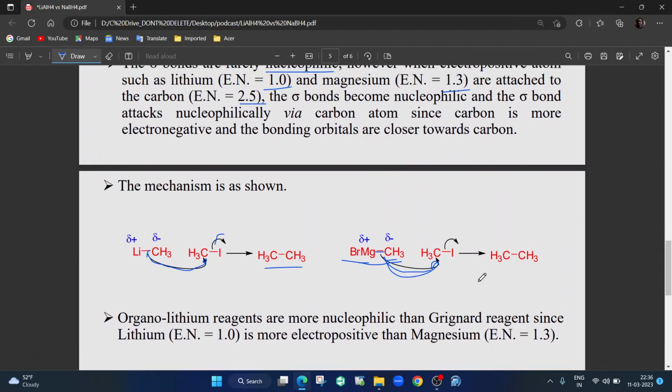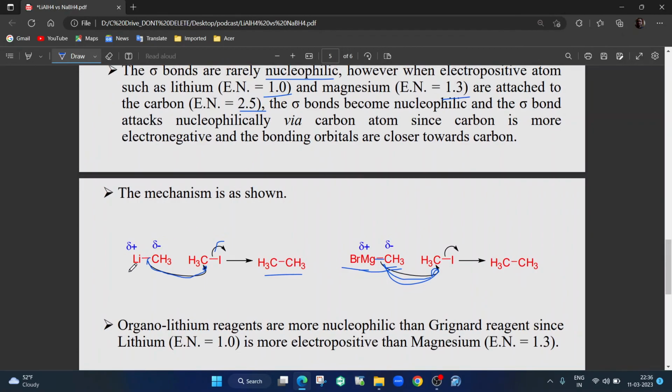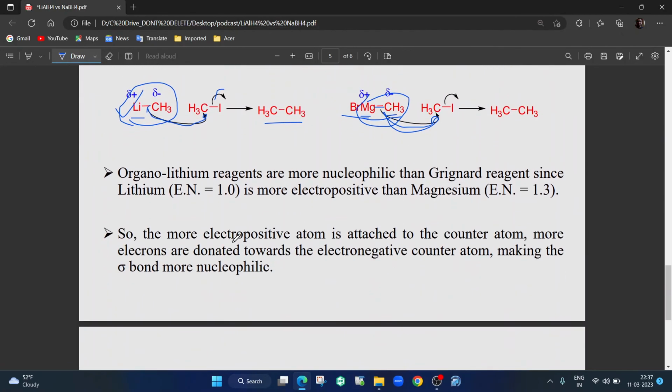And now you see the difference. The electronegativity difference between lithium and carbon is greater than between magnesium and carbon, because carbon is anyway 2.5 for both of them, but lithium is 1, magnesium is 1.3. So lithium is more electropositive, it gives away more electron to the carbon, and therefore organolithium is more reactive, much more nucleophilic than your Grignard reagent. So what we are basically saying is, when a more electropositive atom is attached to the counter atom, more electrons are donated towards the electronegative counter atom, making the sigma bond more nucleophilic.